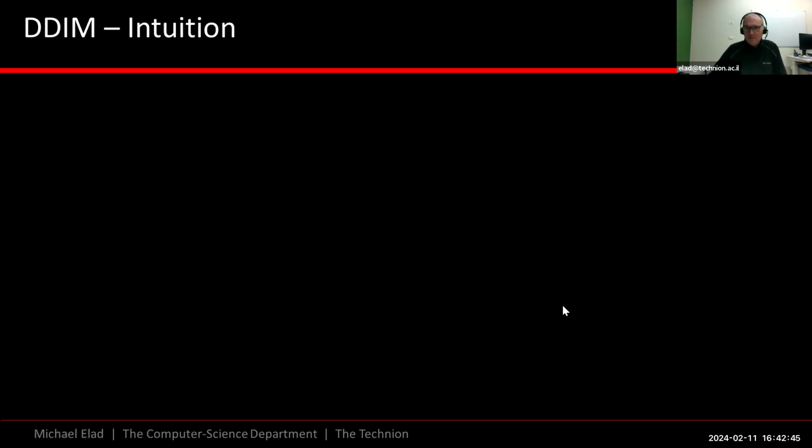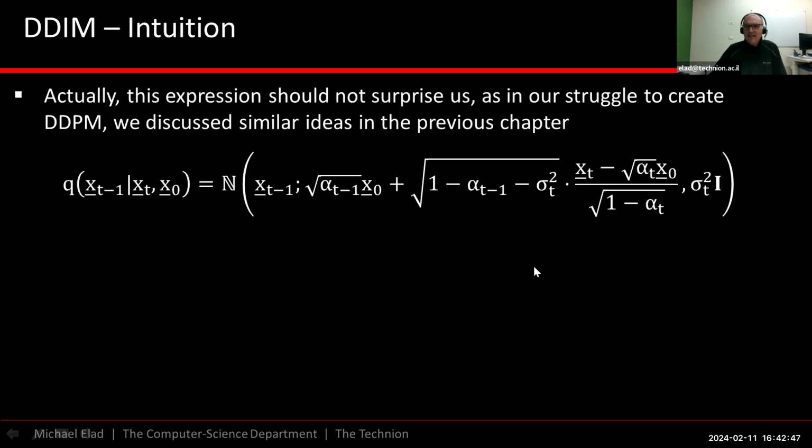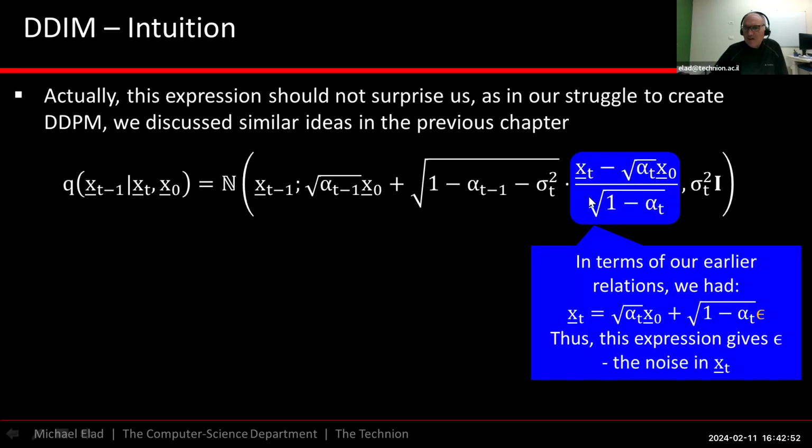So here is the intuition. Here is the expression again. And I would like to draw your attention only to this expression here. What is it? Think about it. We do have this connection in DDPM that says that every image xt is a coefficient square root of alpha t times the clean image plus square root of 1 minus alpha t times the noise that is added. And so this expression is nothing but this epsilon. So if you know xt and you know x0, this is an attempt to extract the noise in xt. Okay? So this is epsilon, the noise that exists in xt.